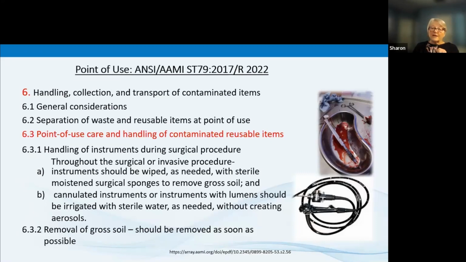So if you perform any device reprocessing, I hope you have and follow this standard.